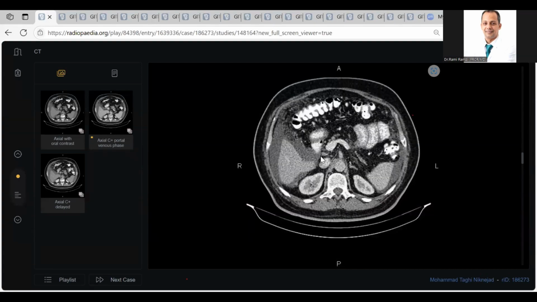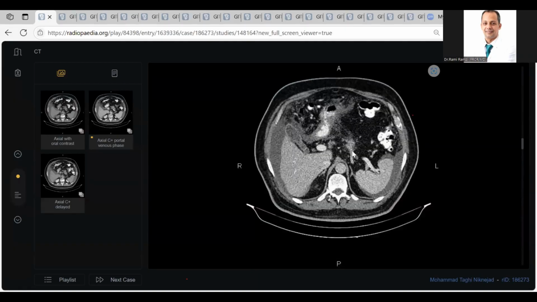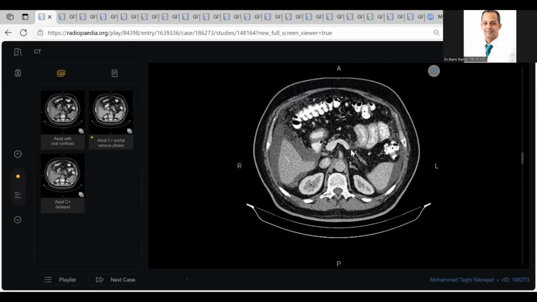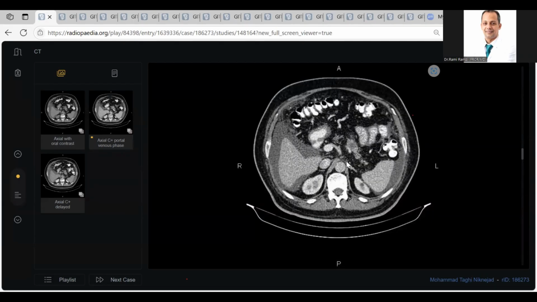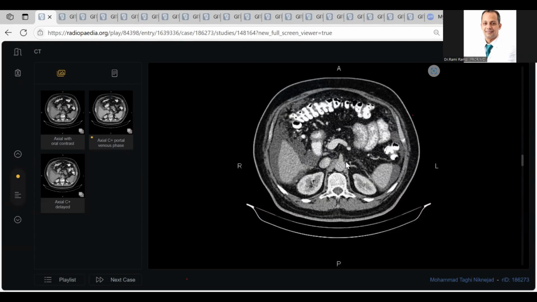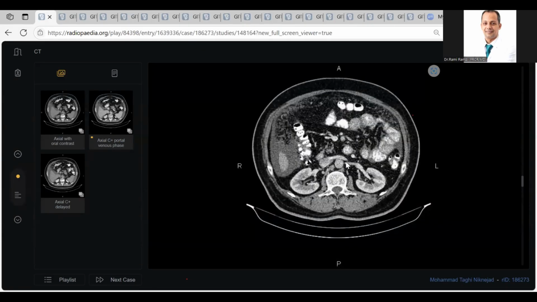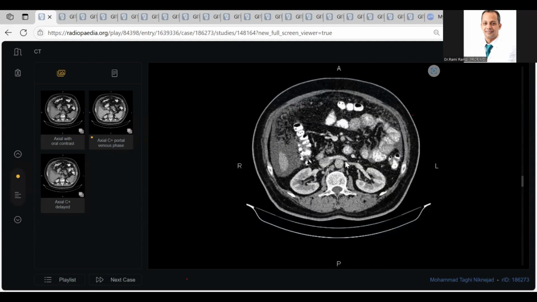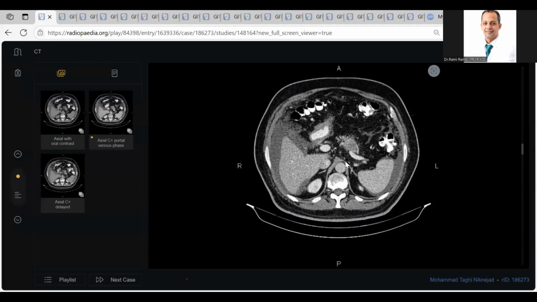Sir, also there is a hypoenhancing area noted in the pancreas. So, sir, this is likely a poorly enhancing adenocarcinoma of the pancreas. Now I would scan the liver once again to look for any hepatic deposit. Don't worry about the liver. Look at the peritoneum here.